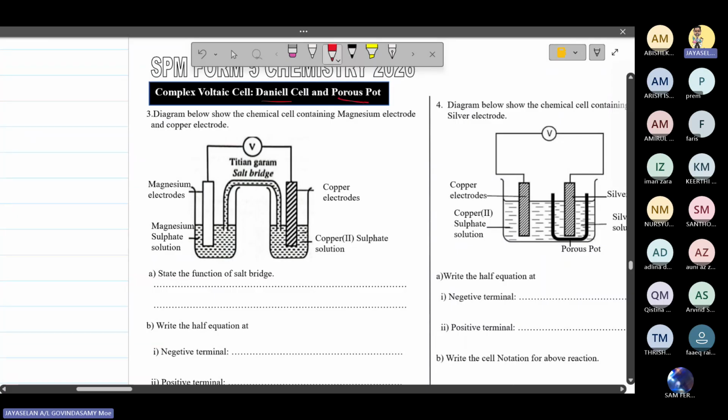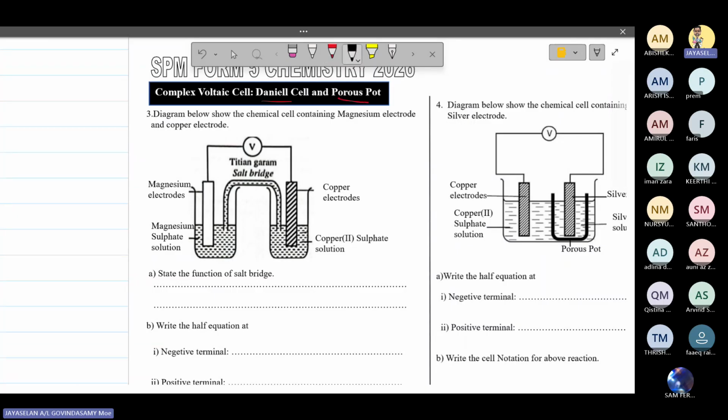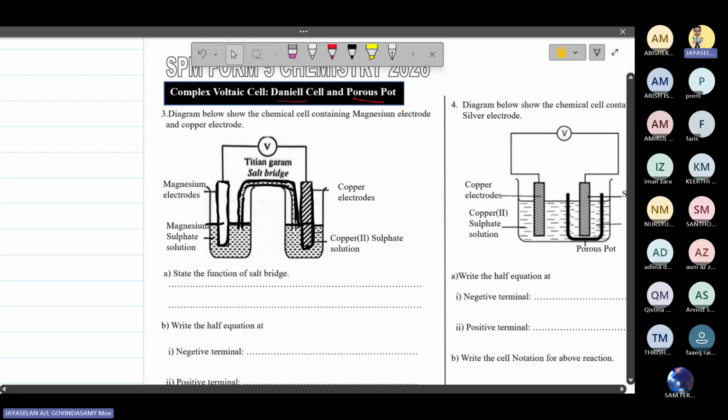Daniel cell or porous pot. Dia letak apa? Dia letak macam ni. Dua elektrod berbeza, logam berbeza, dua larutan berbeza. Tadi ada satu larutan kan? Dua larutan. What they do is connect these two electrolyte solutions by using salt bridge. Macam mana mereka buat salt bridge?